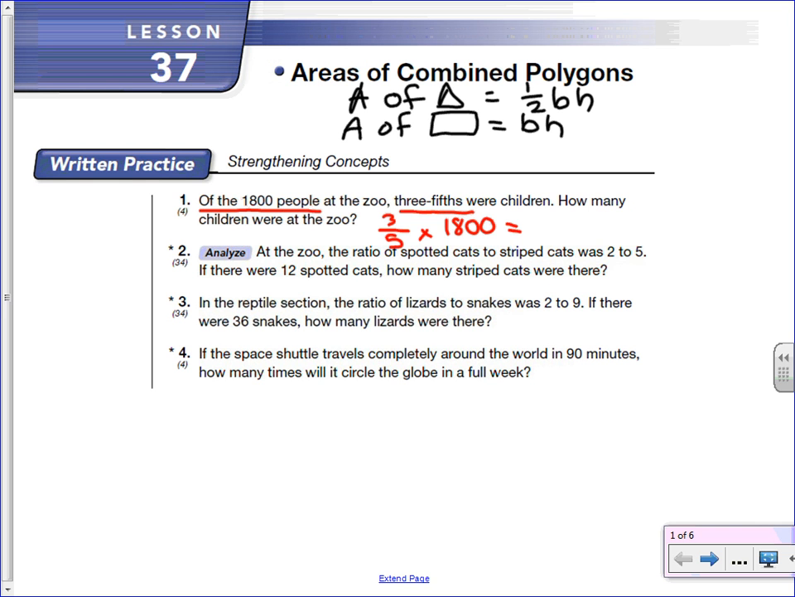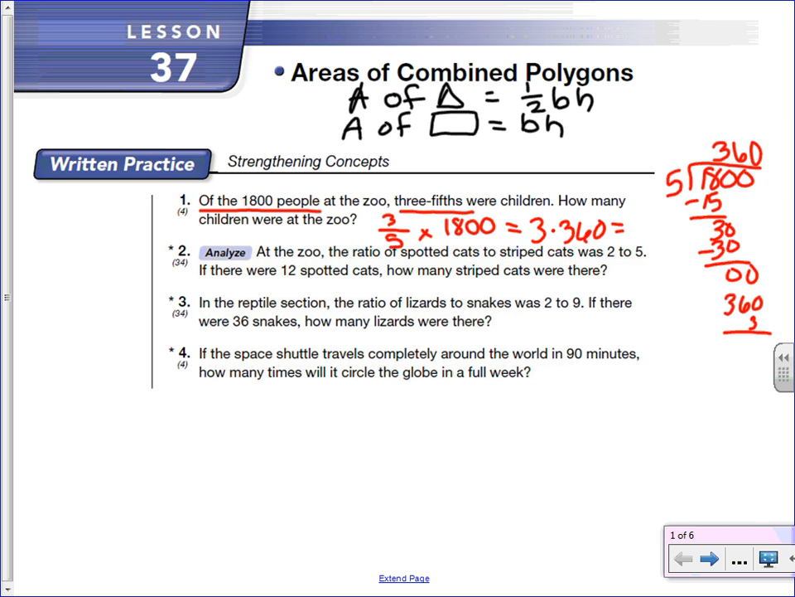So 1,800 divided by 5. 5 goes into 18 3 times, 6, and 0. So 360 takes care of the 5. Then we need to know what is 3 times 360. We have 0, 18, and then 10. So 1,080.